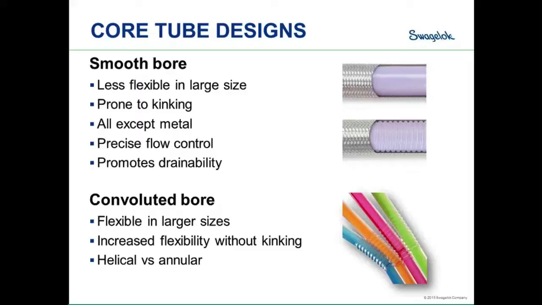And then within the convolutions, there's a helical and an annular. A helical convolution is a continuous convolution. It's very similar to a thread, versus an annular convolution. It's one convolution, it terminates, then another convolution starts.